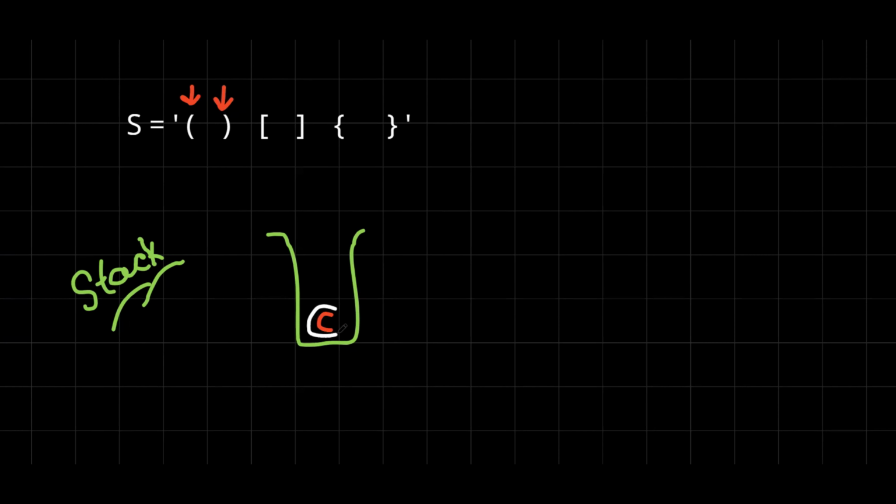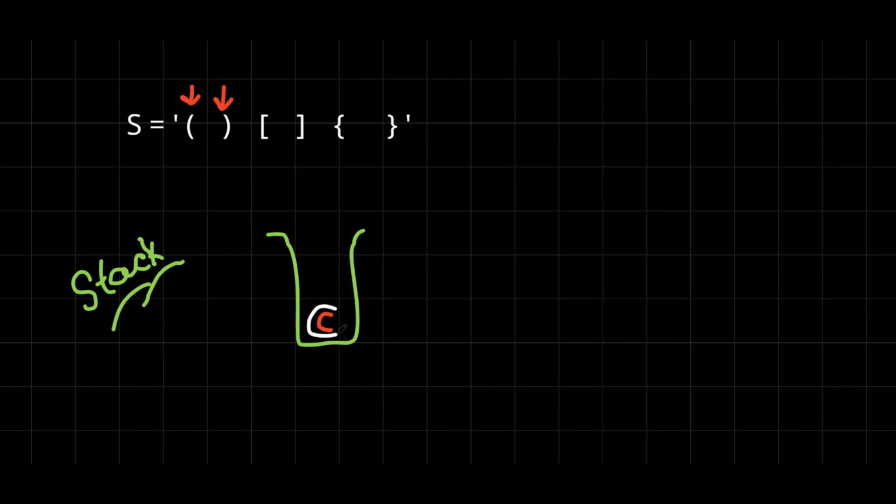Now we are in the third character, which is opening third bracket. So as we find any opening characters or opening brackets, we have to insert it into the stack. So here we also insert this opening third bracket into the stack, which is inserted here.